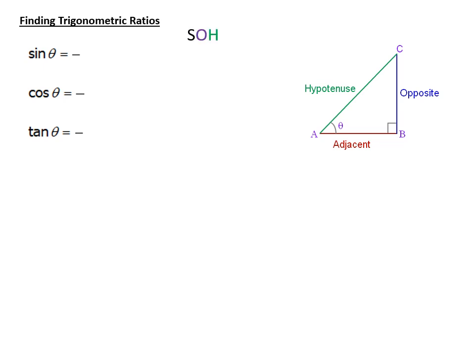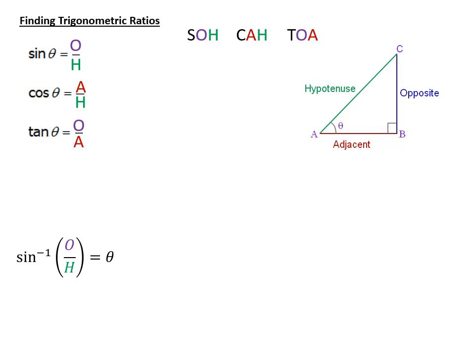And we have a nice little mnemonic device for remembering trig values. SOH means sine is the opposite side over the hypotenuse. CAH, cosine is the adjacent over the hypotenuse. And TOA, tangent, is opposite over adjacent.